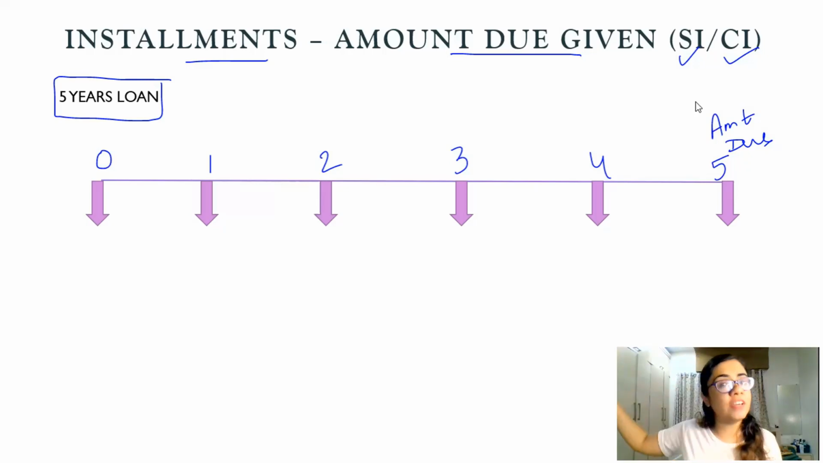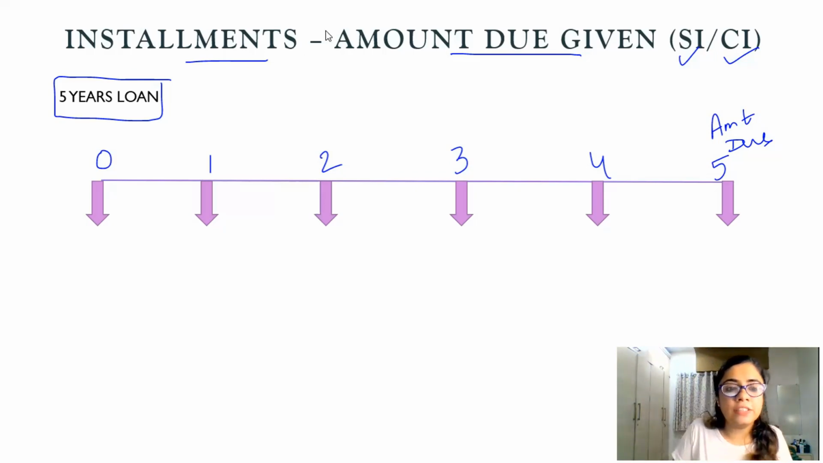तो मैं पूरा पैसा 5 years के end में नहीं भर रही हूँ, मैं थोड़े parts में भर रही हूँ at the end of every year. Now the thing is, you can pay equal installments or you can pay unequal installments. So depending upon the question, you will have to decide. But generally, if nothing is given, by default, your installments are equal. So it is considered that you pay equal installments at the end of every year.